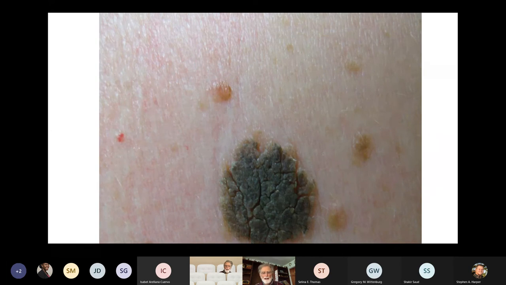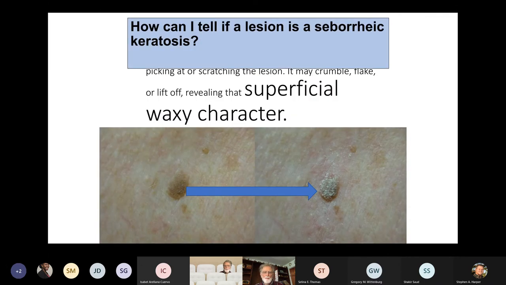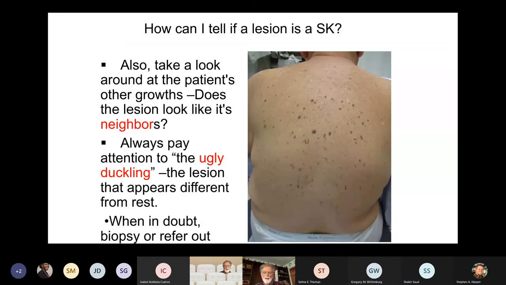All right, so very common seborrheic keratoses, waxy, stuck-on appearing, sharp edge, can be scaly and usually comes in clusters. So what's the neighborhood look like? One concept I want to introduce, the concept of the ugly duckling, the thing that doesn't belong, because we're looking for pigmented lesions, which scare us, but all, it looks like most of these belong in the neighborhood.